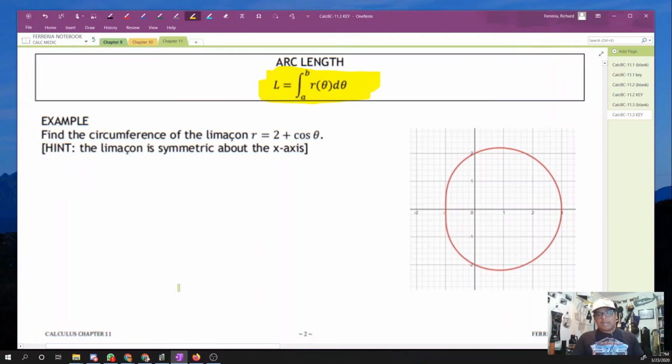With this limaçon here, if we want to find the circumference of that limaçon, you can just go ahead and utilize that formula. So it's just the integral from 0 to 2 pi of 2 plus cosine theta d theta. And of course, since the upper half here is symmetric to the bottom half, I'm just going to go from 0 to pi and double it.